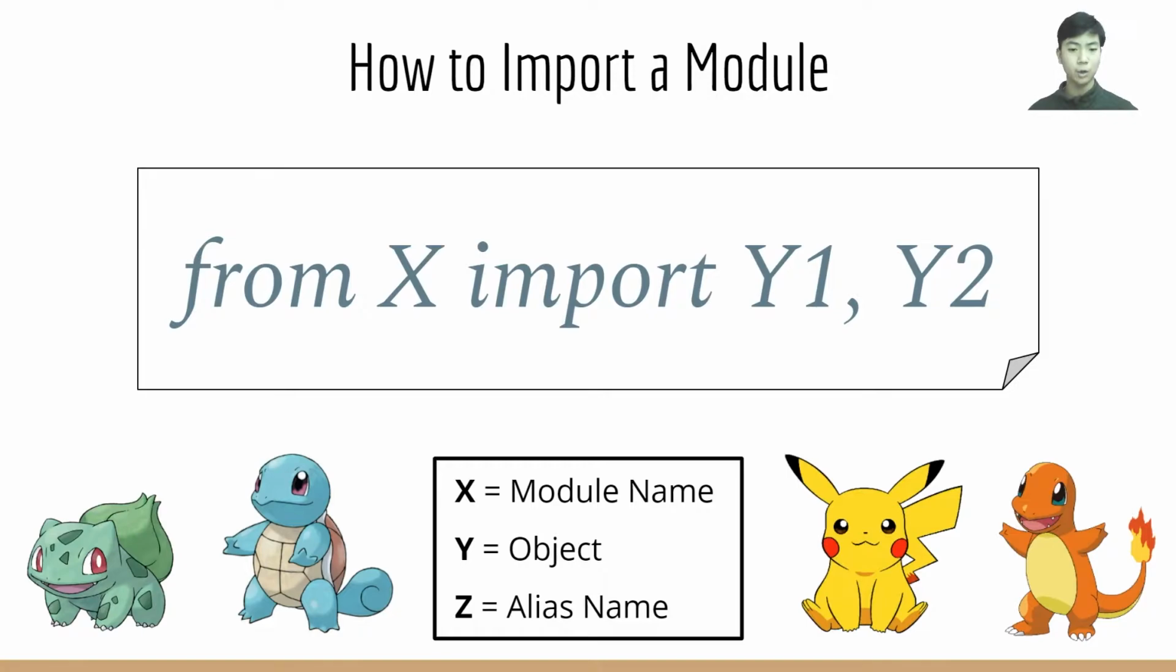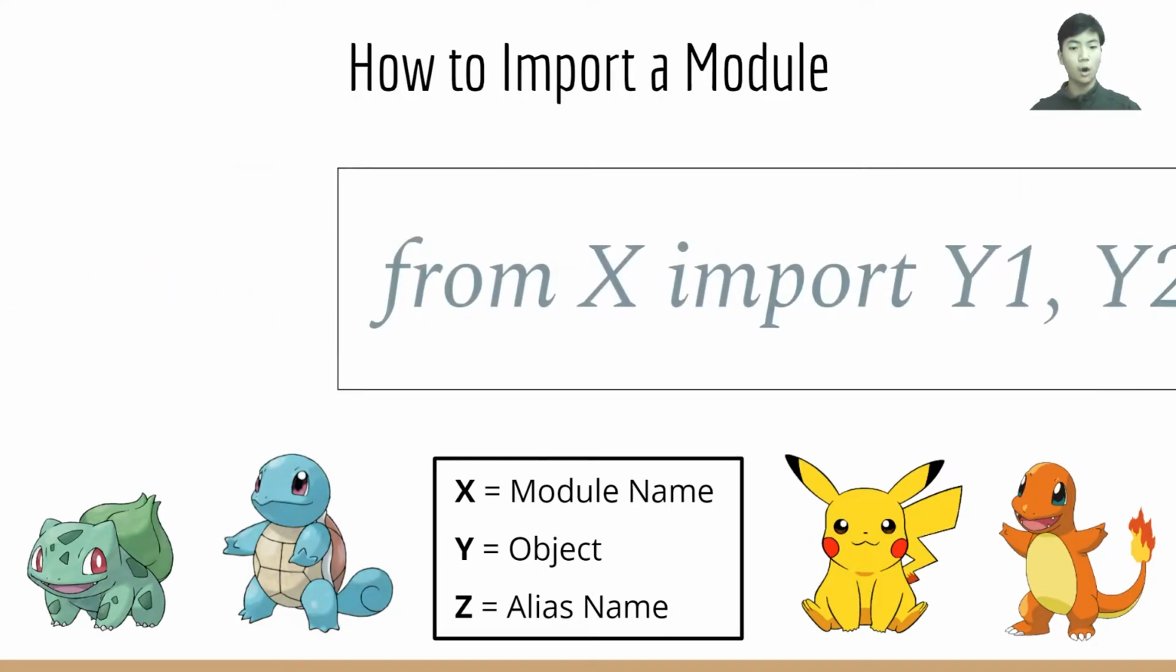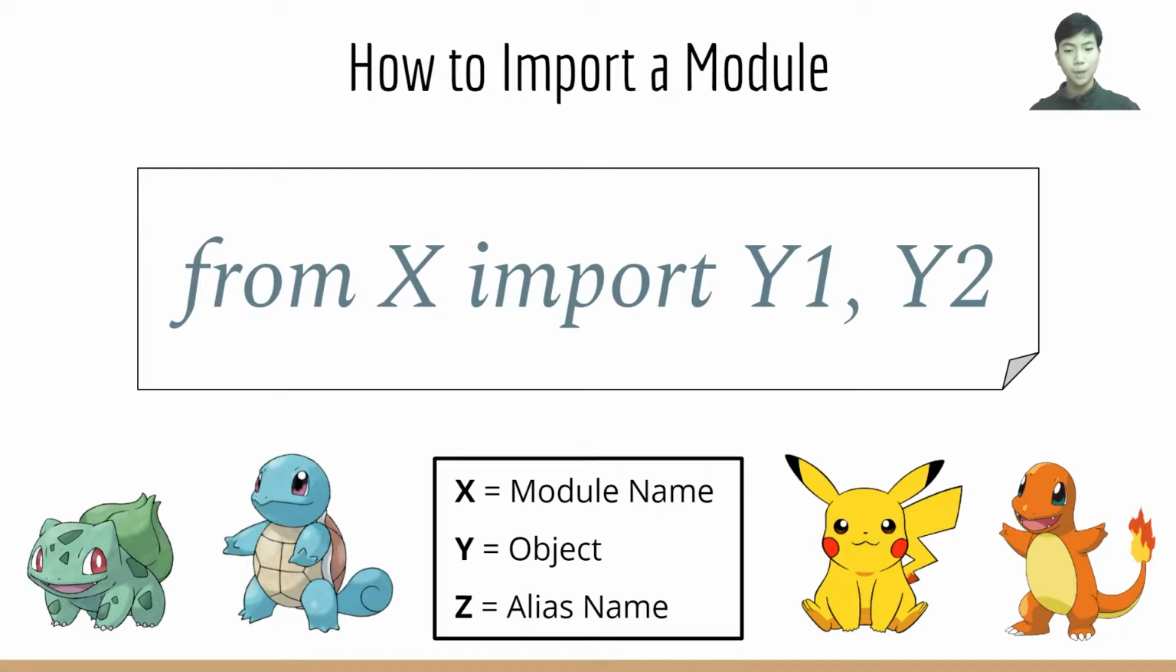From X import Y1 and Y2 is also pretty simple. It imports some objects from the module instead of every object. So instead of import X or import X as Z, which import every single object from the module, from X import Y1, Y2 only imports Y1 or Y2, aka the things we want it to import.